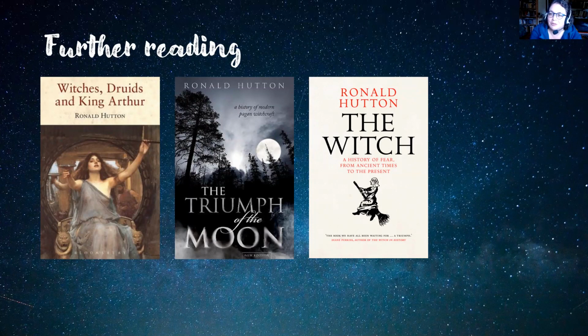Whereas The Triumph of the Moon talks about how the modern witchcraft movement developed from the pagan revival, and all the ideas and strands of thought that went into the modern pagan revival. Very good book. I haven't actually read The Witch yet. Interesting that the publishers, or perhaps Ronald, chose this particular image for the cover, because it is in fact an image of a Waldensian heretic being characterized as a witch flying on a broomstick. So there's a very interesting link there, and we'll be looking at the connections between heresy and witchcraft in the episode on medieval witchcraft.